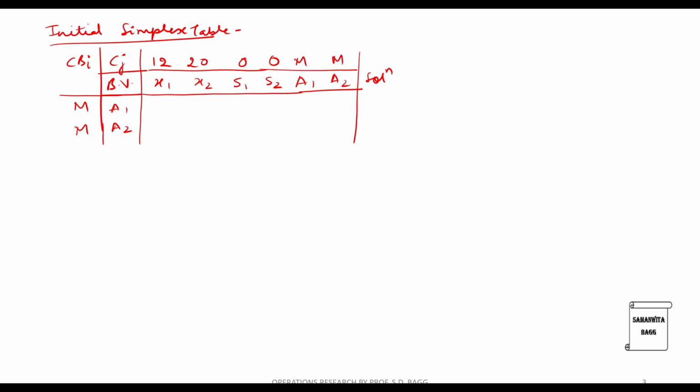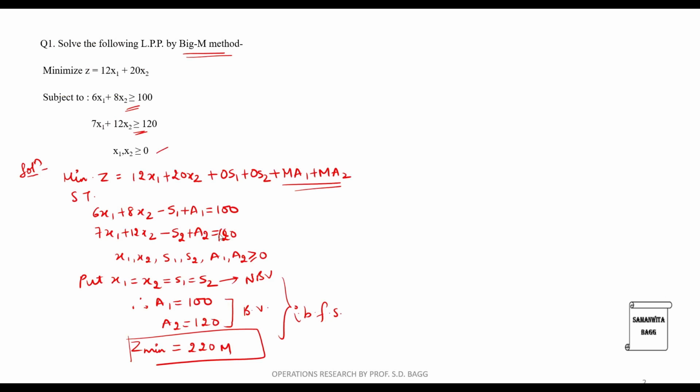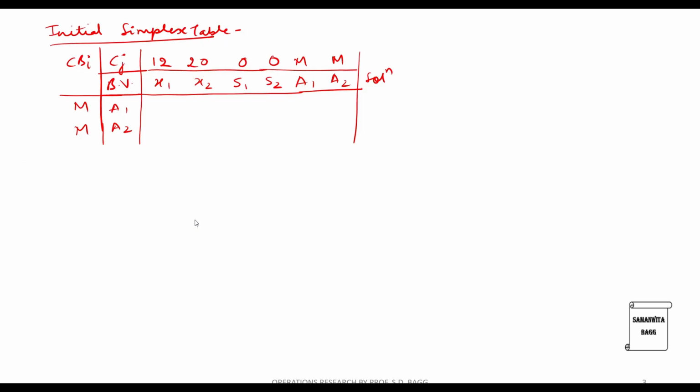Here we will be writing the coefficients from this equation: 6, 8, minus 1 and 1. So we will write down 6, 8, minus 1, 1 and these two are 0. Similarly, from the second equation, you can write down this is 7, this is 12, this is 0, this is minus 1, 0 and 1. The value of A1 is 100 and A2 is 120.